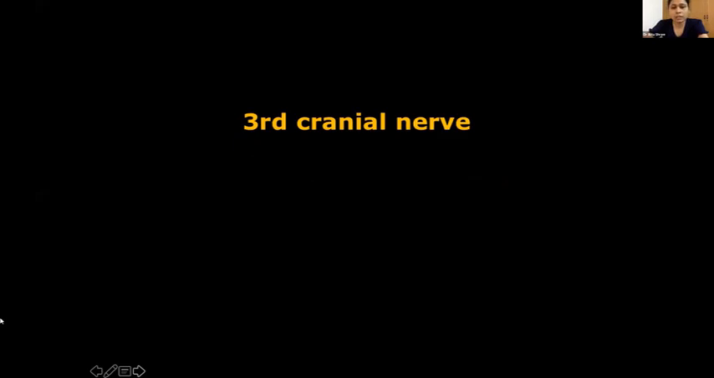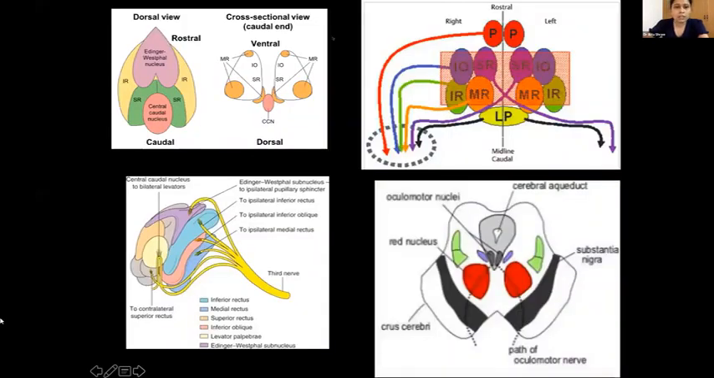So first nerve is third cranial nerve. This is the picture depicting the third cranial nerve nuclei. The third cranial nerve nuclei reside in the midbrain at the level of superior colliculus, and they are adjacent to the periaqueductal gray matter.